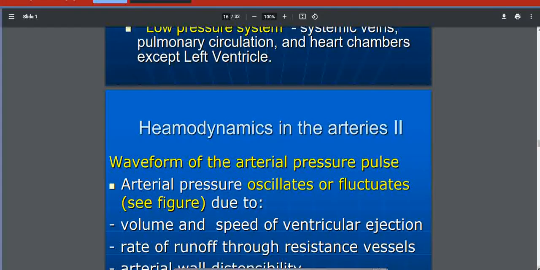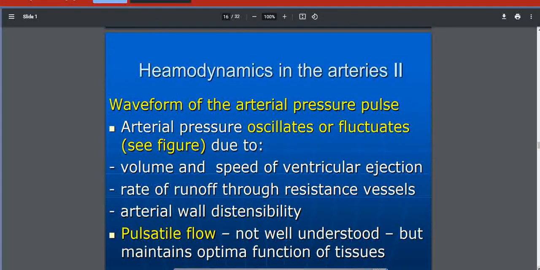Hemodynamics in the artery, that is in hemodynamics too. Let's talk about hemodynamics, just blood stability, how it changes and fluctuates in terms of blood flow. So let's talk about hemodynamics in the arteries. Waveform of the artery, pressure pulse, arterial pressure oscillates or fluctuates, volume and speed of ventricular ejection, rate of run-off through resistance vessels, arterial wall distensibility.